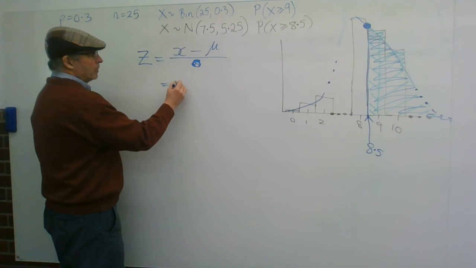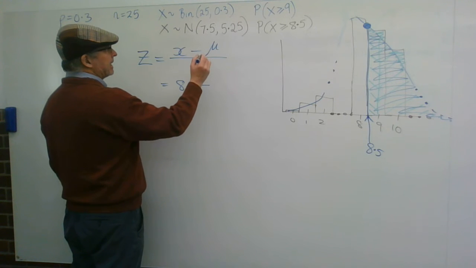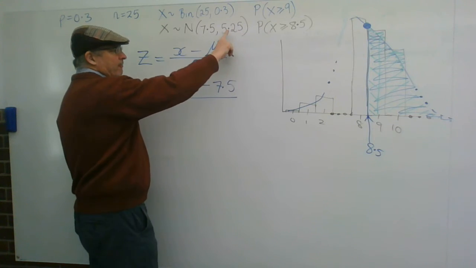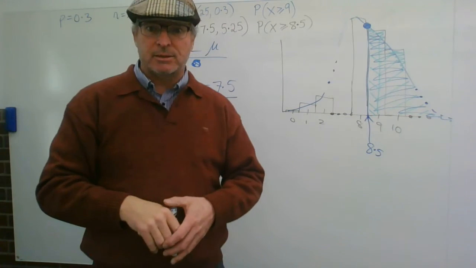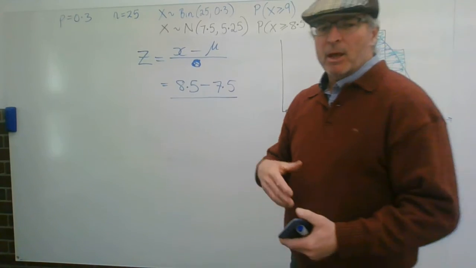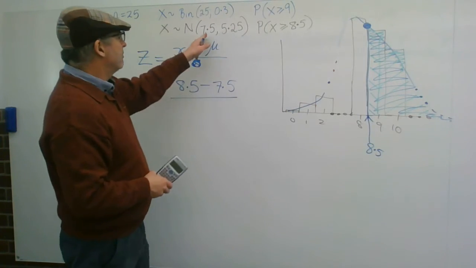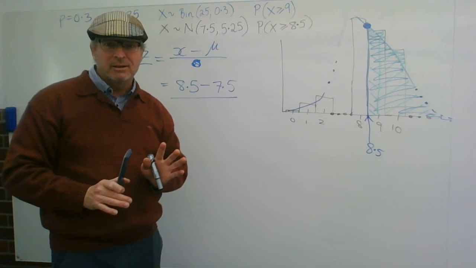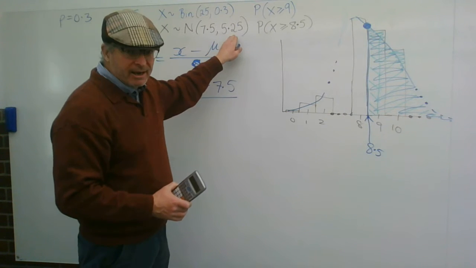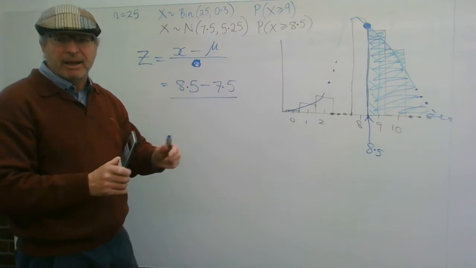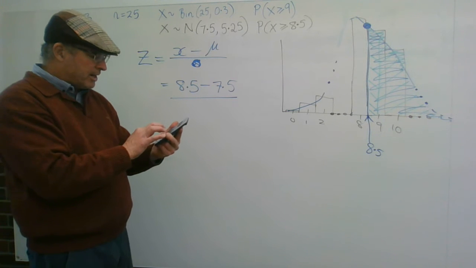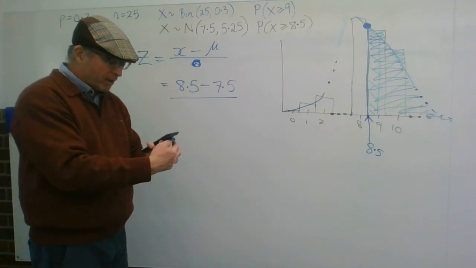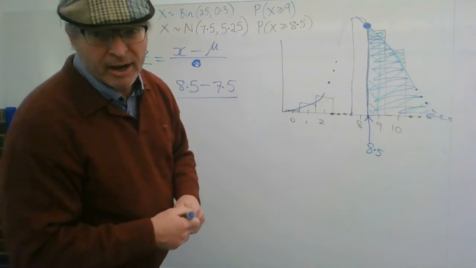So we're going to put in our 8.5, take off our mean of 7.5, and divide by our standard deviation. 5.25 was the variance. You'll notice that with most normal distributions, they'll give you the mean and the variance, although if you're looking at sample proportions, p hat, they'll often put the standard deviation as the second number. But this one has the variance, so I need to square root that variance of 5.25, and I get 2.2913.